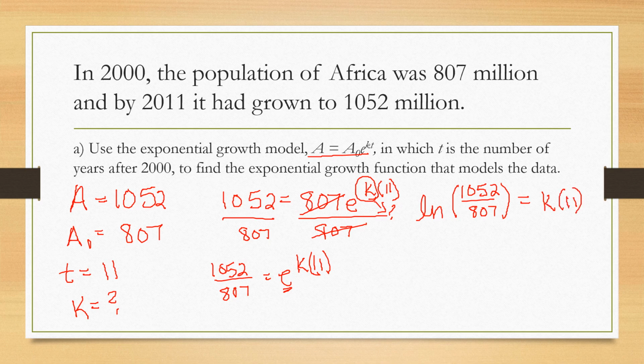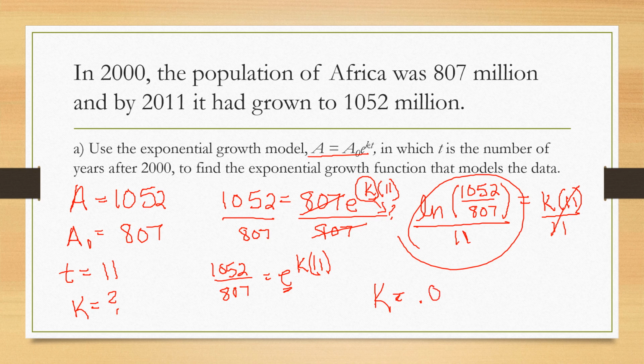So if I want k by itself, I'm going to divide by 11 on both sides of the equation. I'm going to put this into my calculator. So k equals, and our calculators can handle this all at once, and that equals 0.024. That's not what they asked us for. They want to find the model that does that no matter how many years. So it's going to be A equals A sub 0 times e raised to the 0.024t. That's what they're looking for.